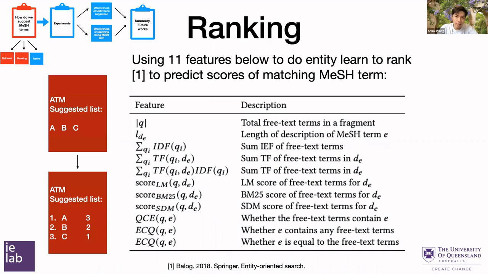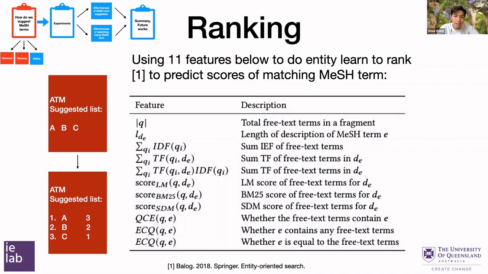For MeSH term ranking here, we use the entity learning to rank method introduced by Locke in 2018 to train from any training dataset. We build the training based on the 11 features in the table, and these 11 features are the features to get the MeSH term relationships to free text. You can have a look at the paper for further details.